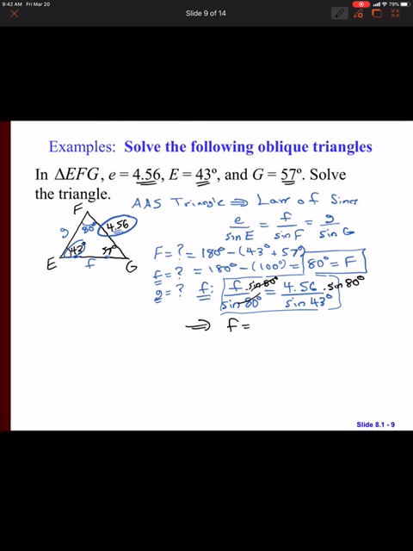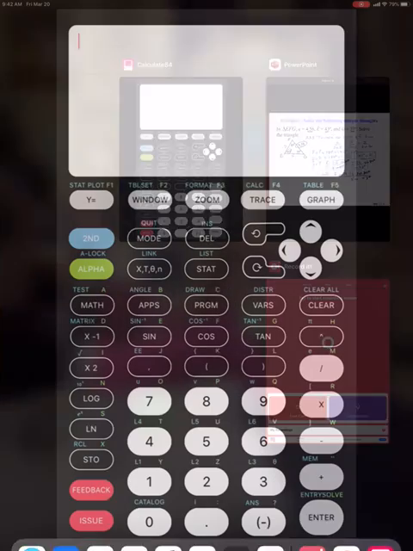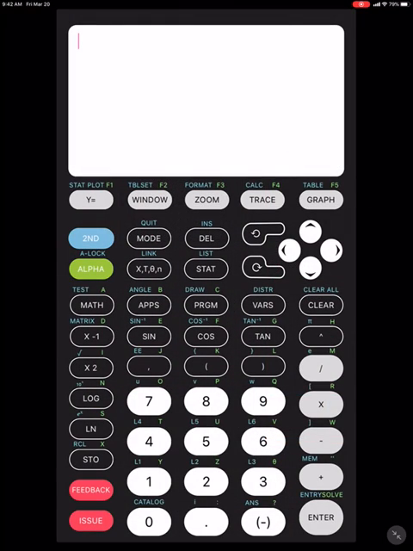So F is equal to 4.56 times the sine of 80 degrees over the sine of 43 degrees. All right, so now we'll put that in our calculator. So we have 4.56 times the sine of 80 divided by the sine of 43. Let's pull up a calculator. You can get your TI out if you want, and pull up a TI calculator version of that together.